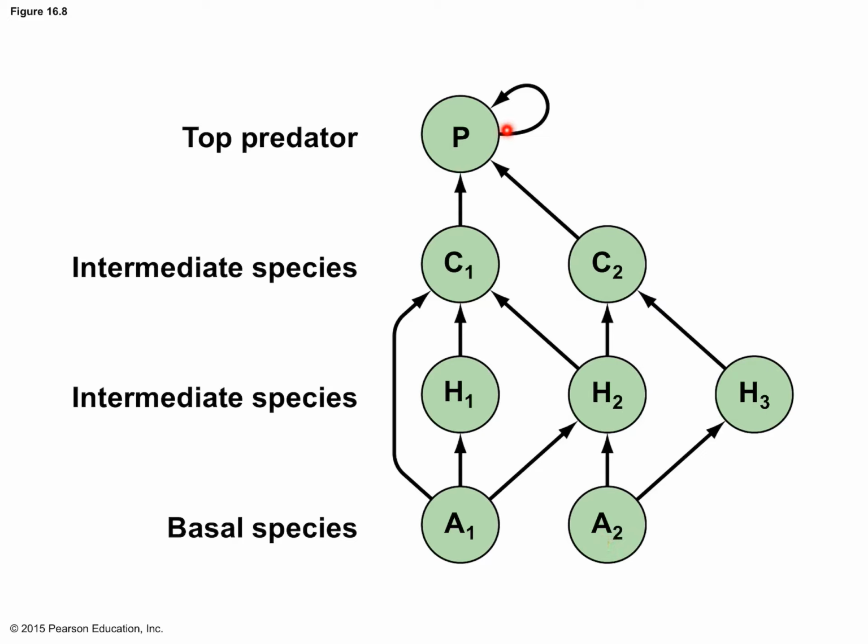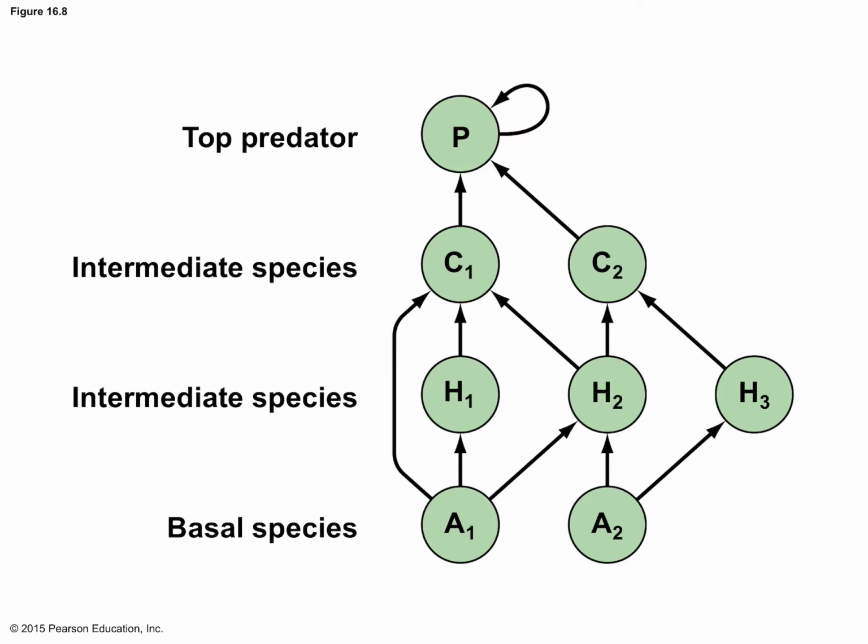Then we have our top predator up here. It can feed on some intermediate level carnivores. But also notice we have this arrow here looping back around onto itself. That indicates that these guys can be cannibalistic. In some cases, top predators will feed on members of their own species. Sharks are known to do this, various other species as well. It's not very common, but it does happen. That's what that loop is meant to show.